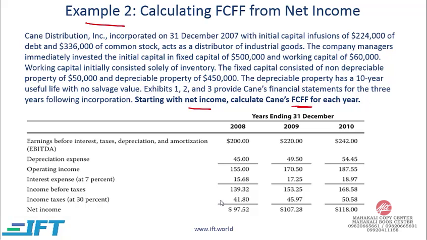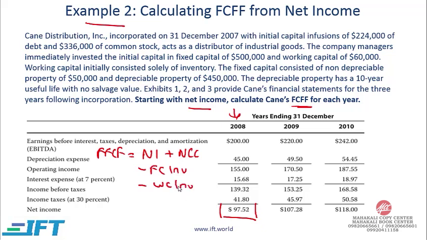Okay, so what we'll need to do is start with net income. Let's just work with 2008 initially. And the first thing you need to be able to do is regurgitate the formula that I just shared with you. So let's do that. The free cash flow to firm is equal to the net income plus non-cash charges, and then you subtract the fixed capital investment and you subtract the working capital investment.